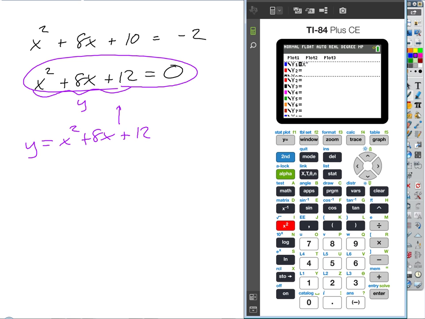So x squared plus 8x plus 12, and let's just go. I'll just go zoom standard. How about just to reset the window? Zoom 6. And what do we notice? It's a parabola. What are our solutions going to be based on the graph?